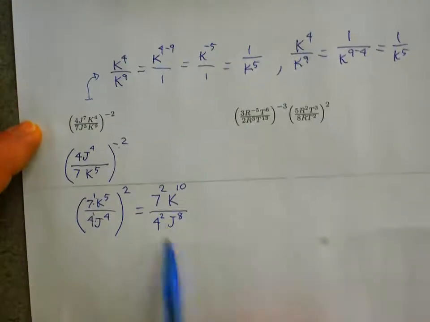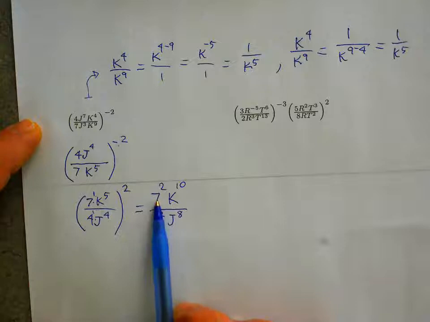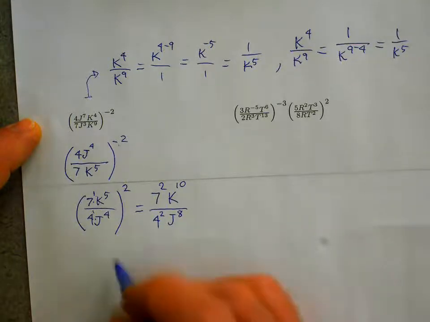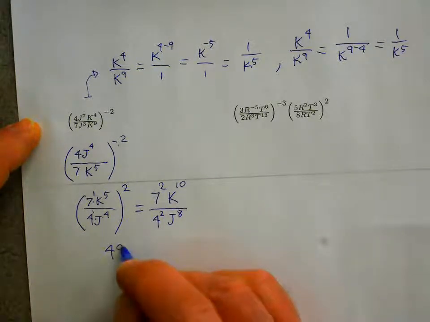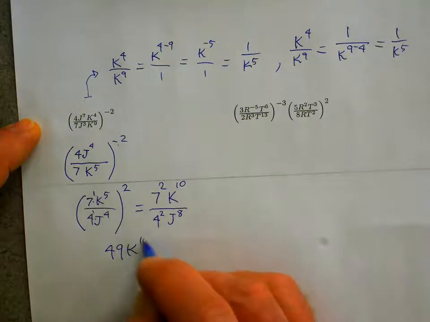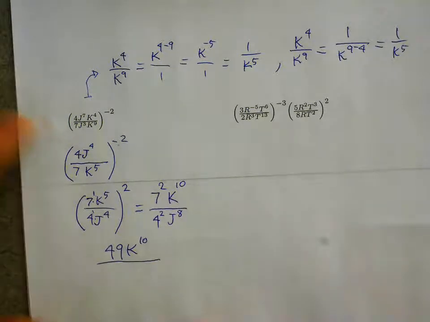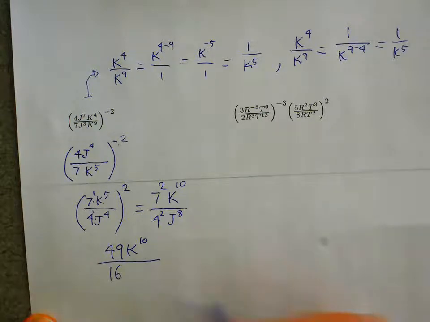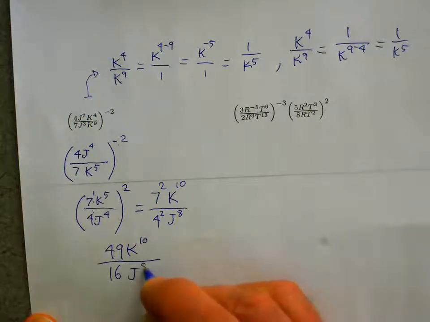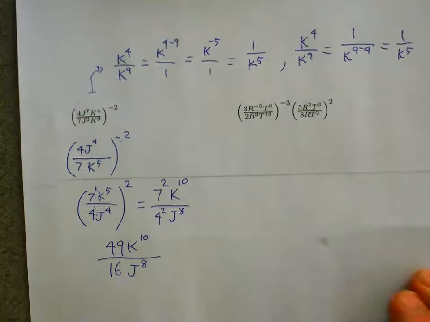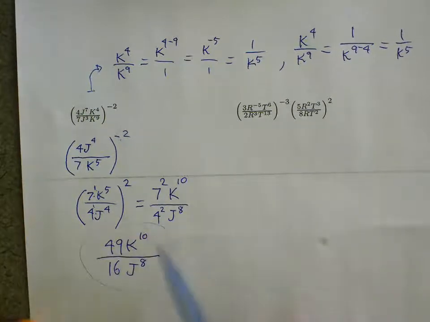And there's just one step left. We can expand or simplify 7 to the 2nd. So we get 49 times k to the 10th in the numerator. In the denominator, 4 to the 2nd is 16. So we get 16 times j to the 8th. And that is as far as we can simplify that.